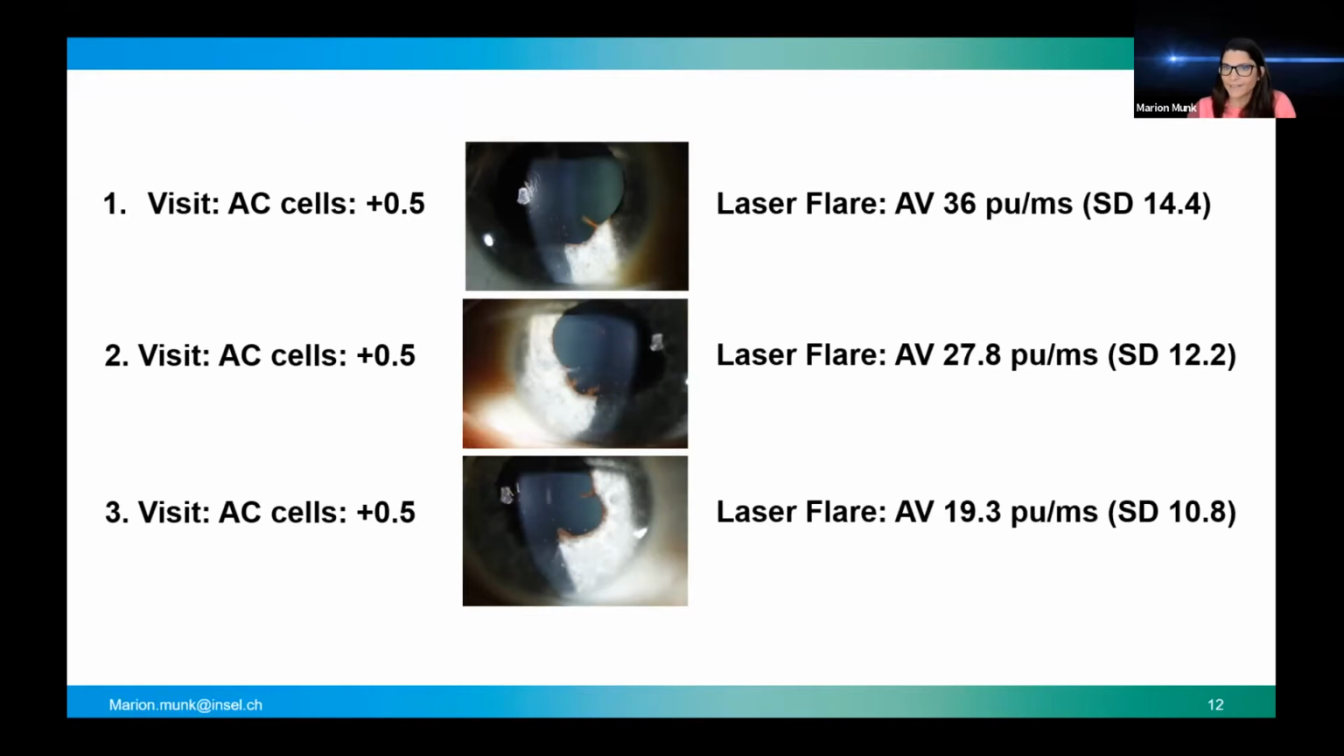And if you add the laser flare photometry assessment, you see that at the initial presentation, the patient had an average of 36 photon counts per millisecond. Then after starting the treatment, the laser flare dropped to 27. And after continuing the treatment, you see that the laser flare further dropped to about 19 photon counts per millisecond. So you can already see that there is a response. You still need to continue the treatment to get down to normal values, but you have a better understanding of how the patient is performing and how the treatment is really working.